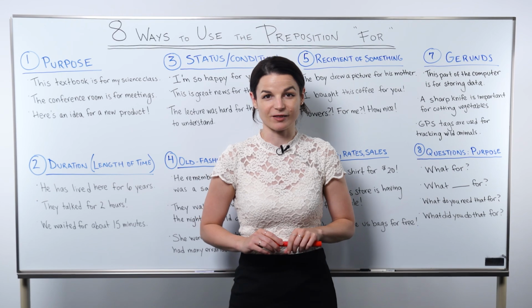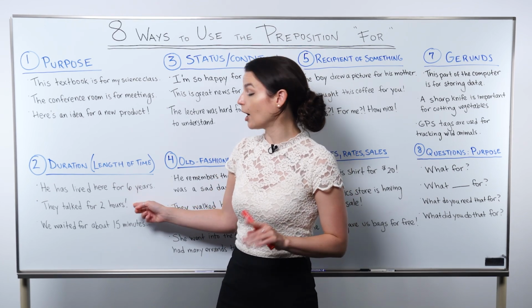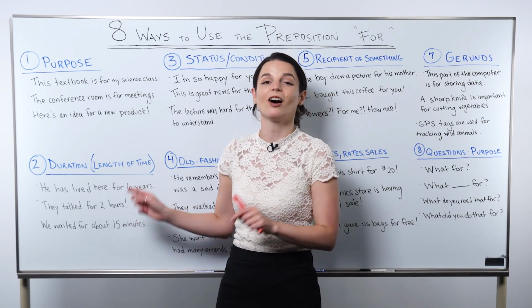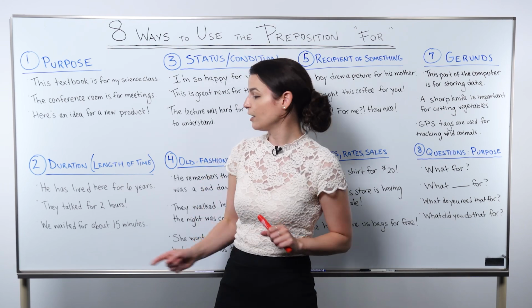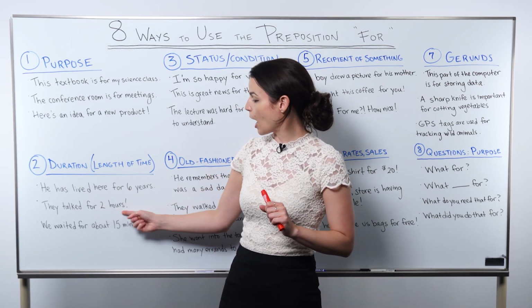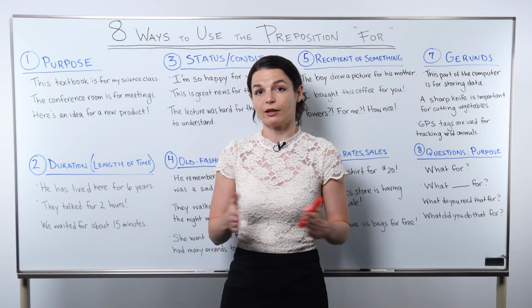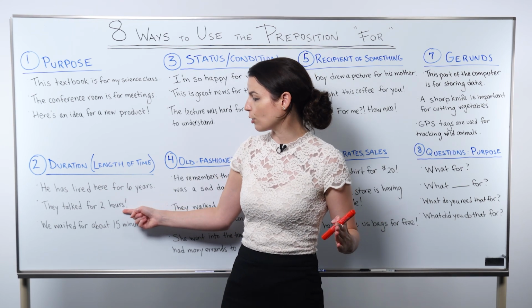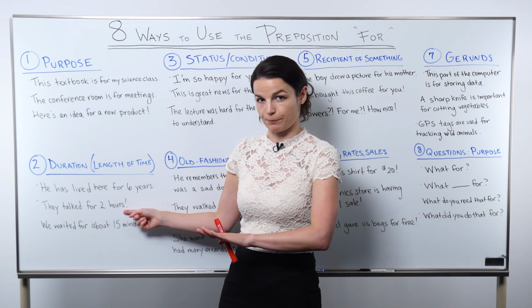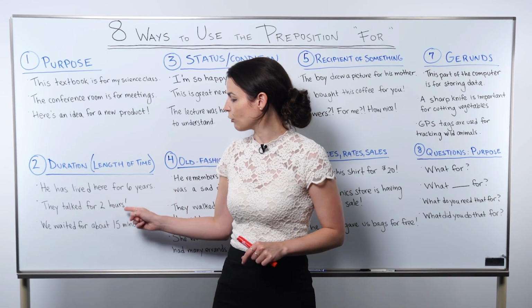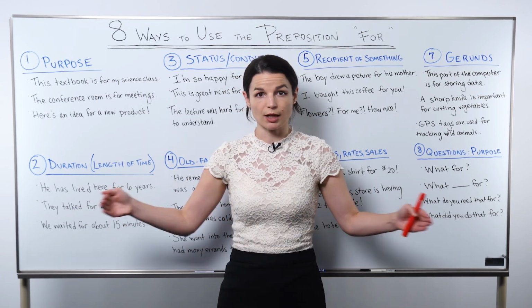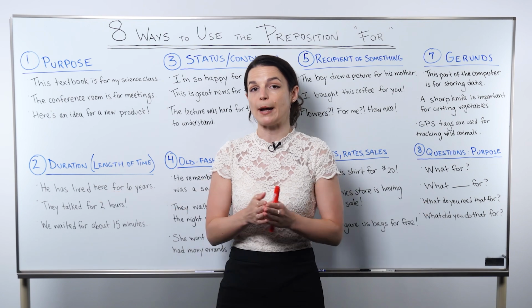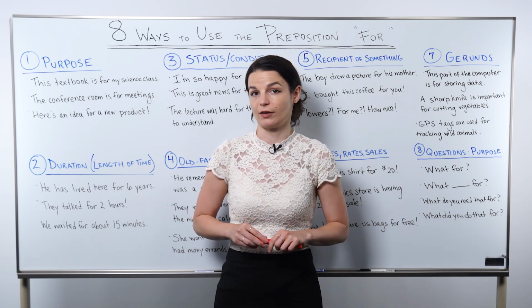Let's look at the next example sentence. They talked for 2 hours. Again, we have for before our duration, our length of time, and we're using the plural form, 2 hours. So they talked for 2 hours. This means their discussion was a 2-hour time period. That was the duration of their talk.